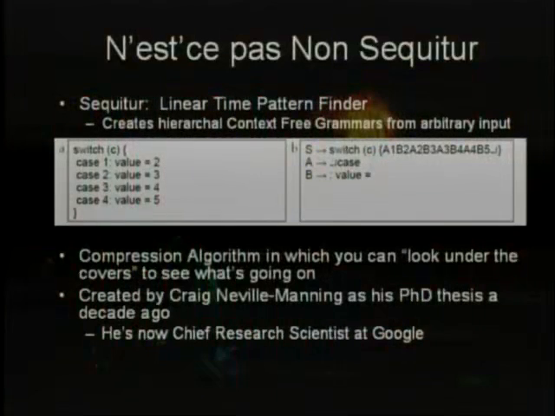It's like a compression algorithm. It figures out, case is a symbol and value is a symbol. So I'm going to turn those into A and B. And now my message is going to be switch C, A1, B2, A2, B3, A3, B4, A4, B5. This was created by Craig Nevill-Manning as his PhD thesis like a decade ago, and he's kind of the chief research scientist at Google.